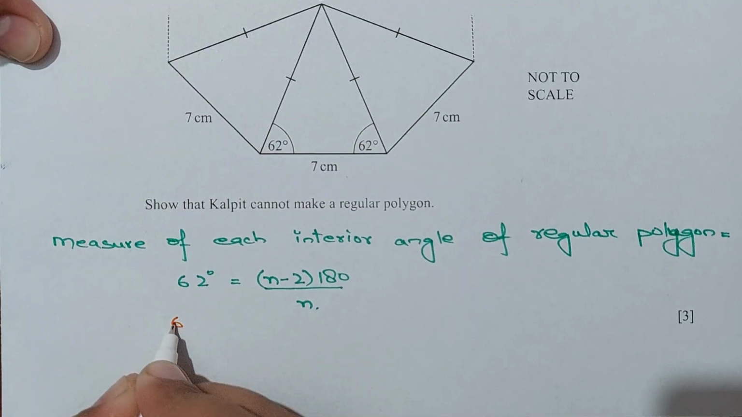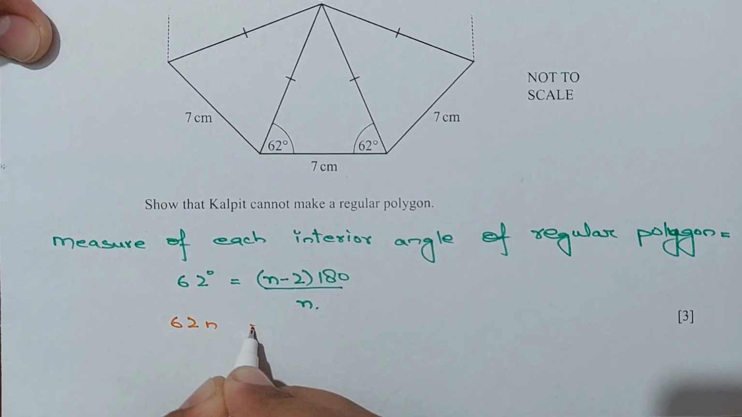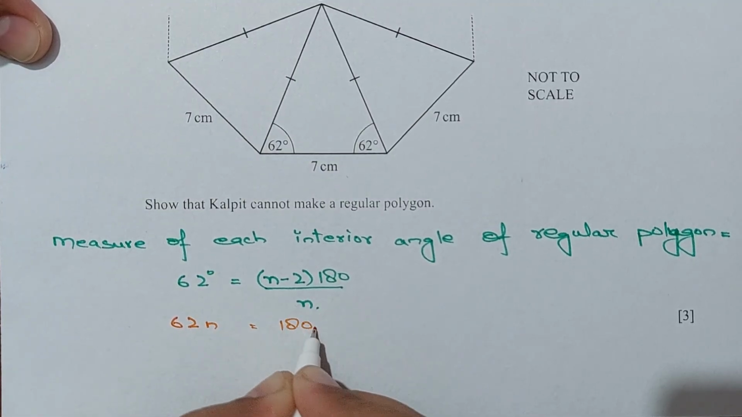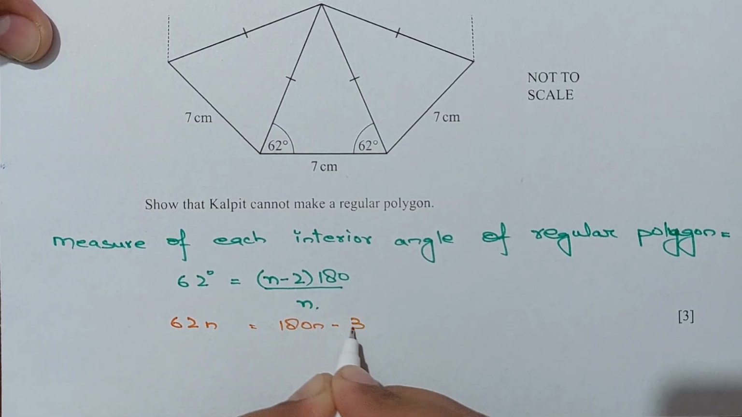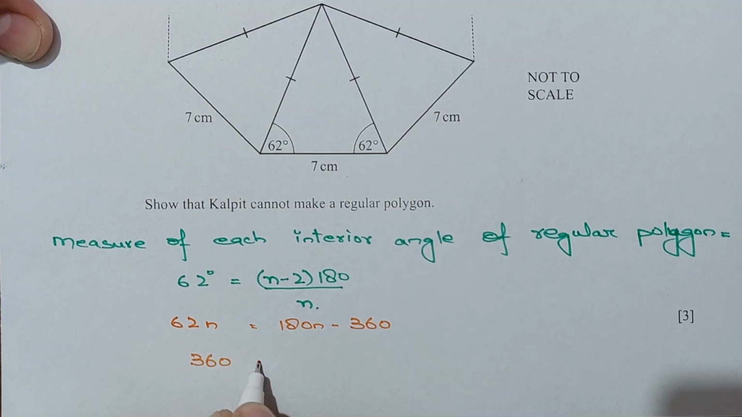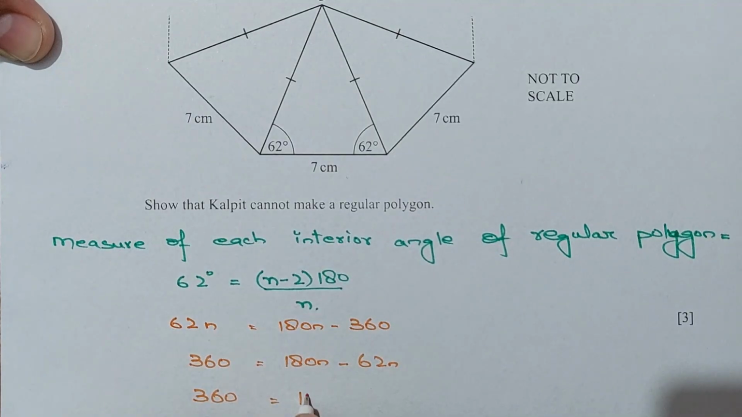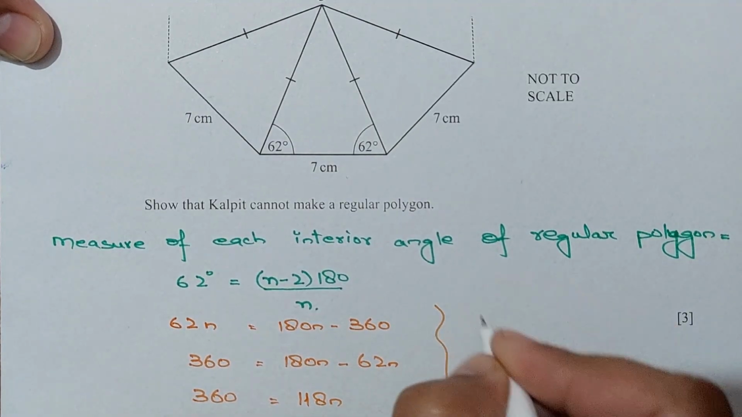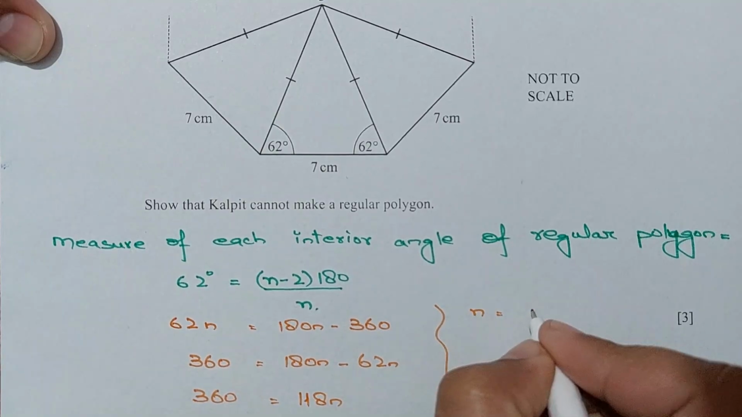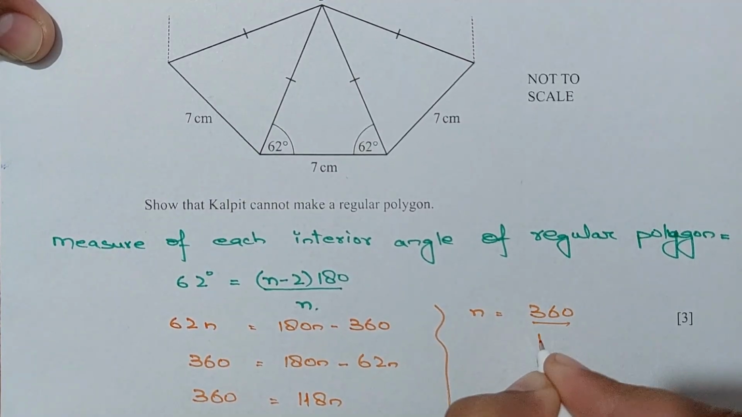Cross multiplication: 62 multiplies with n, and 2 is multiplying with 180, which is 360. So shift the 360 to the other side, it becomes positive. The 180n stays over here, and shift this n to the other side, which is minus 62n. So 360 equals 180 minus 62, which is 118n. So let me solve for n, the number of sides, which is 360 divided by 118.